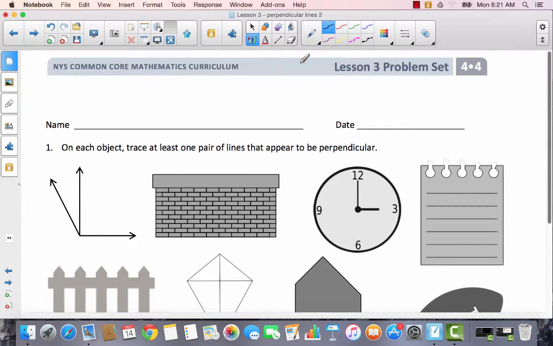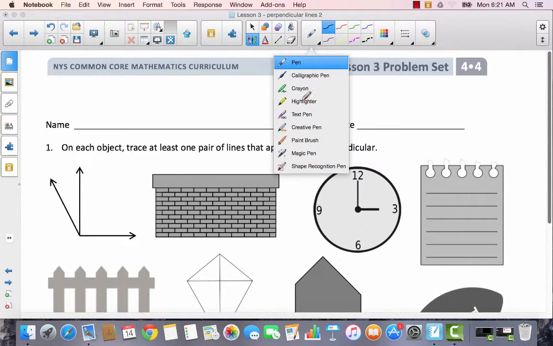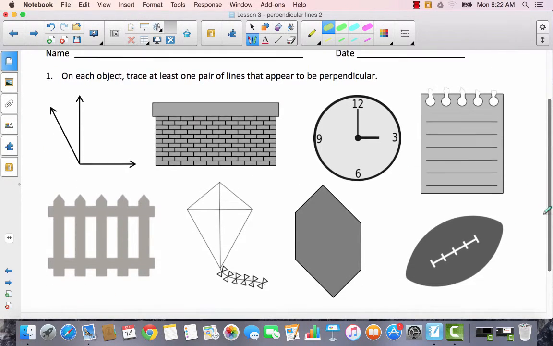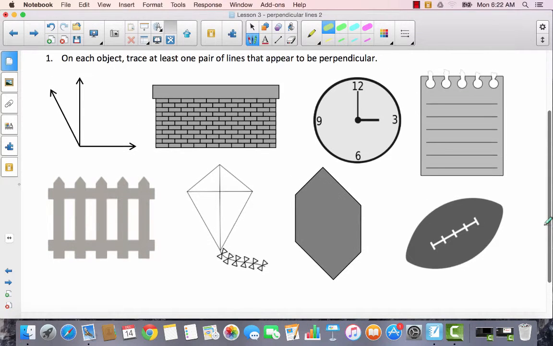So once you have your name on there, it says on each object, trace at least one pair of lines that appear to be perpendicular. If you're not sure if they're perpendicular, you can always use your right angle template to see. I want you to look at this object and see if you see some right angles. I just want you to go through and find at least one pair of perpendicular lines on these objects. And then I want you to come back and I'll go through it with you, okay?